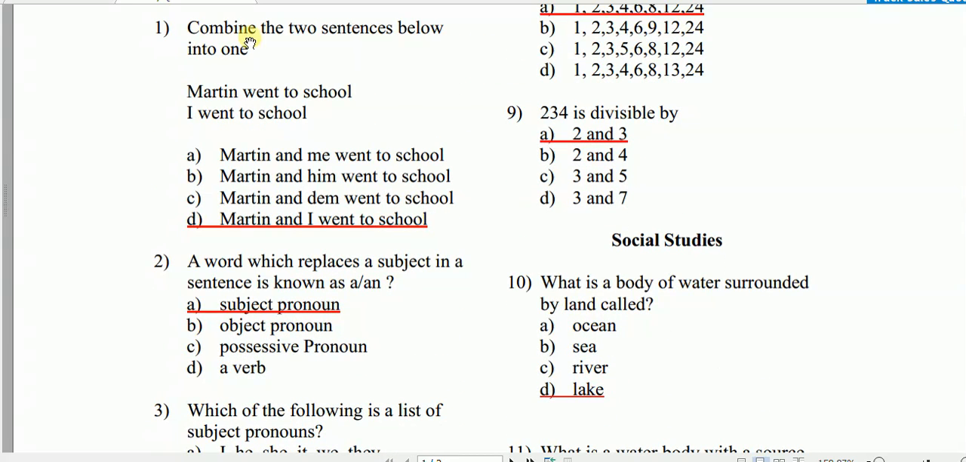It says, combine the two sentences below into one. Martin went to school. I went to school. So we could say, Martin and I went to school.